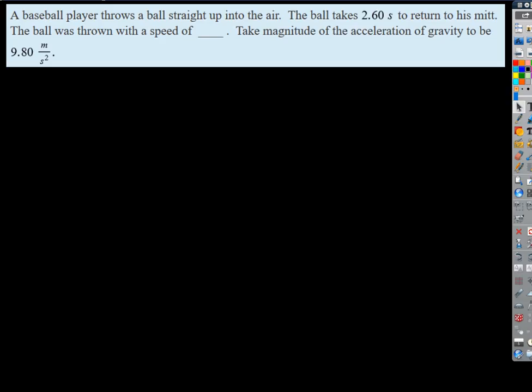Okay, I'll give you a little free help on one of the problems on here. Let's see what we got. A baseball player throws a ball straight into the air, right? Everyone is going to get a problem like this on the 2.7 practice, I think. The ball takes 2.6 seconds to return to the mitt. The ball was thrown with the speed of what?